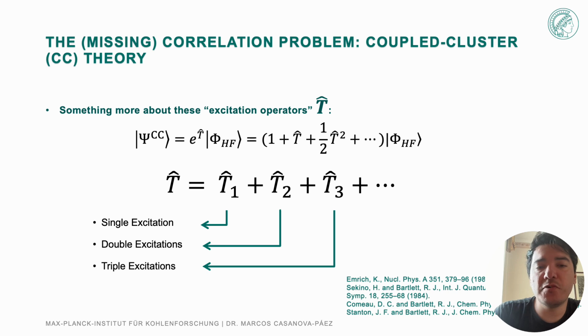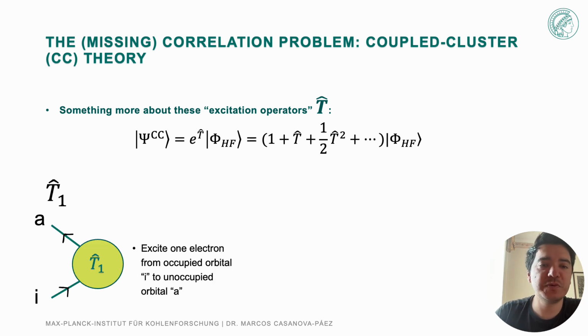However, we can say a little bit more about this excitation operator T. It can be divided into classes, T1, T2, T3, and so on. T1 is known as the single excitation operator because it's going to excite one electron from the occupied orbitals to the virtual ones. You also have the double excitation T2 when you excite 2 electrons, or you can excite 3 electrons, and so on. The main idea is the more ingredients you include in this expansion, the more correlation energy you recover, but this comes at the expense of a higher computational demand.